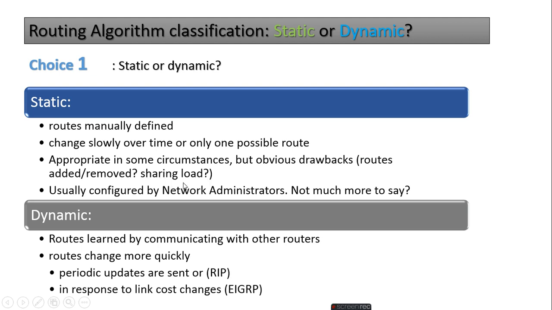For example, load sharing, routers added, removed. Remember, I gave you some student work to do, which is to learn about load sharing or load balancing. Hope you can recall the knowledge and apply it here. And the biggest problem in static routing is that it is usually configured by the network administrators.